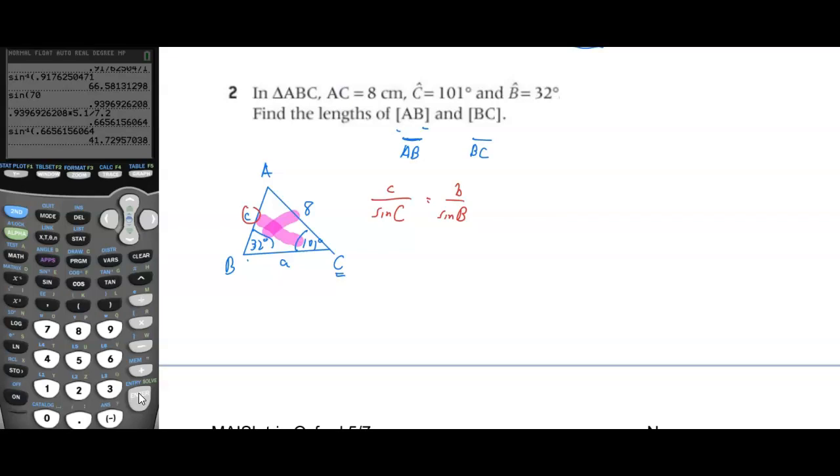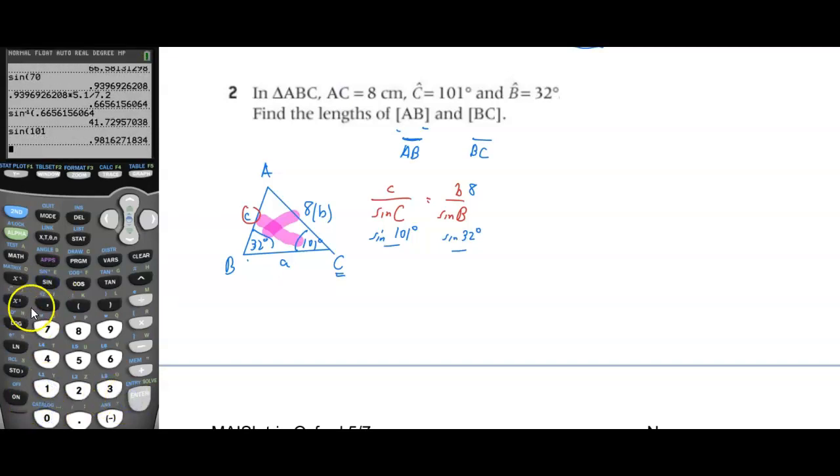So let's substitute in the values that we know. Capital C, for example, we know is 101 degrees. Capital B, for example, we know is 32 degrees. And small b, that's this, by the way, is 8. And small c, we don't know what it is yet, so we just leave it like that. Let's figure out what sine 101 and sine 32 are. Sine 101, enter. Sine 32, enter.